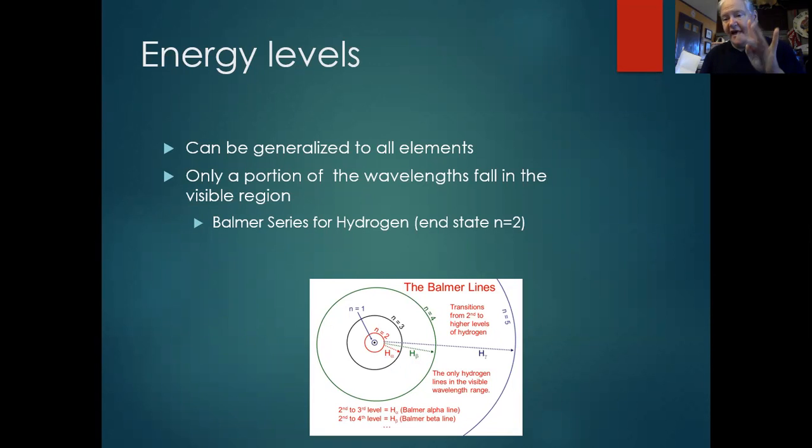So H alpha, H beta, gamma, delta. Those are visible lines. So that's why we know those well. All right. But there are other lines in the ultraviolet and there are lines in the infrared. Anything going down to n equals 1 has so much energy, it's actually an ultraviolet line. It's called the Lyman series. And then there are series that are lower energy that go to n equals 3 or n equals 4 that are less energetic and they're infrared.